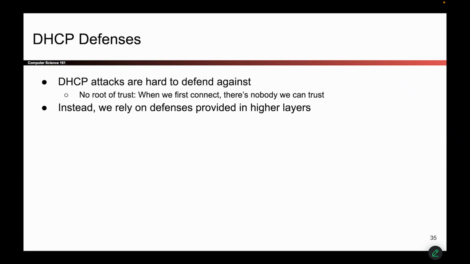So once again, DHCP in particular is really hard to defend against because when you first connect to the network, there isn't any sort of implicit trust. And so with both ARP and DHCP, some of the defenses that we'll see occur at higher layers instead.